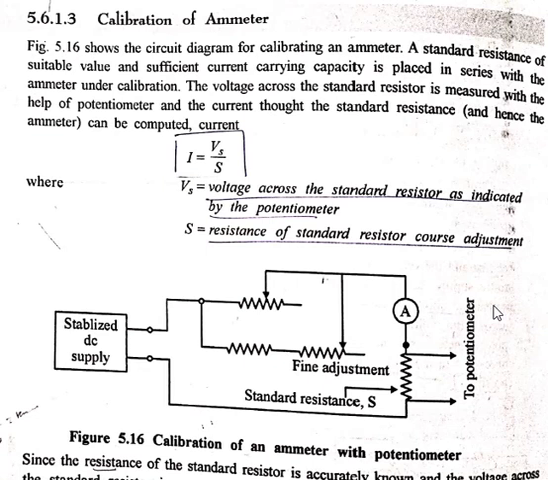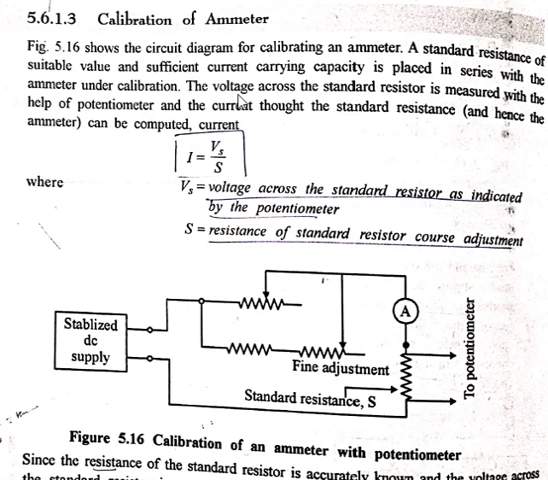The voltage across the standard resistor is measured with the help of the potentiometer, and the current through this standard resistance can be computed. So we have both the voltage and the resistance, and hence the current. The standard resistance can be verified with this, because we know the value of the standard resistance.